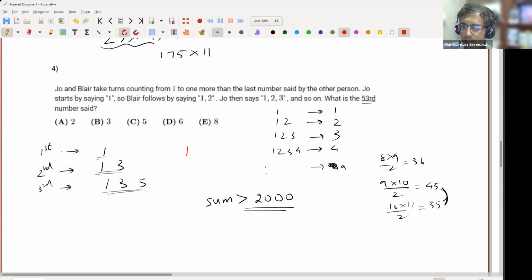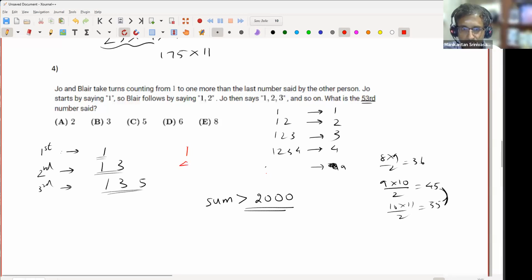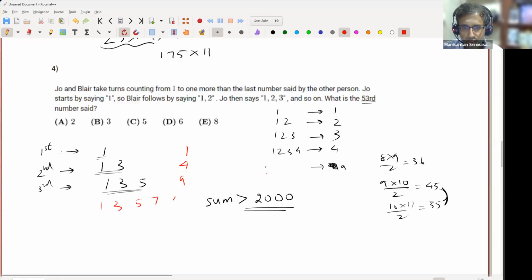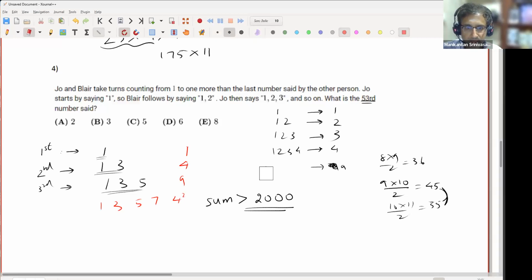You did not know this earlier, Navia? The sum of odd numbers will be perfect squares? No, I knew this. You knew this, right? So sum of odd numbers will be perfect squares. 1 plus 3 plus 5 would be 9. 1 plus 3 plus 5 plus 7 would be 4 square, which is 16, right? This sum would be 16 and so on, right?